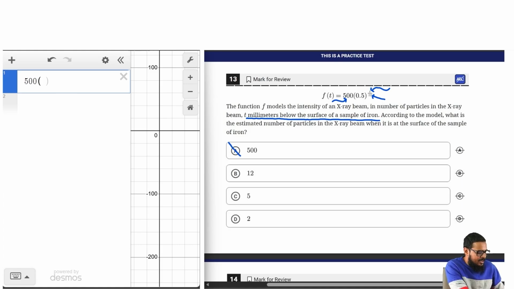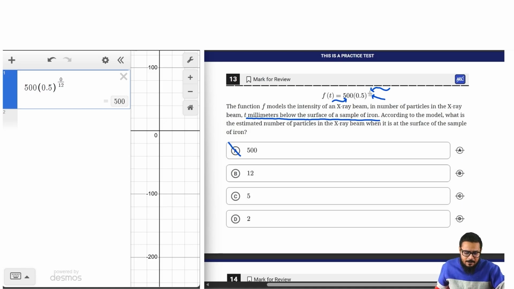And since, let's say, you don't know anything about indices, how the indices operate, you're going to put 0 divided by 12, right? At the top, I'm going to put 0 because I'm just putting T as 0. 0 divided by 12. And let's see what's the answer I'm getting. I'm getting my value of the intensity of the X-ray beam as 500.